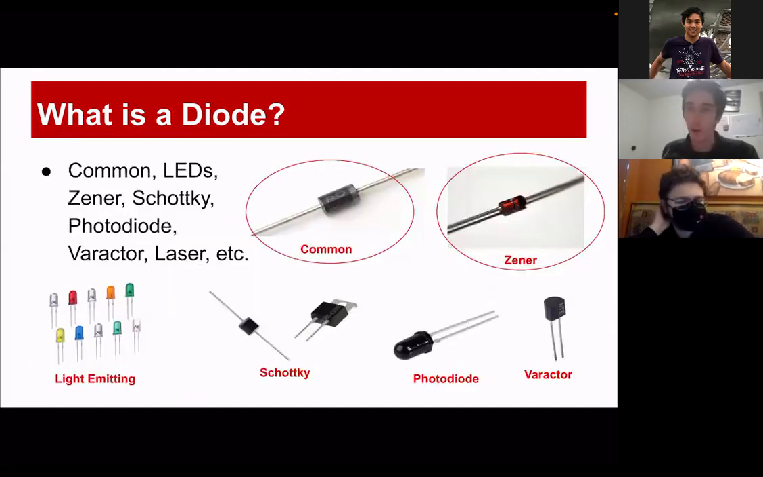So there are a whole bunch of diodes, I think a few more than the types of transistors. And we're actually interested in a few more kinds of diodes than we were before, where before it was just BJT and MOSFETs. Now we have common diodes and Zener diodes.